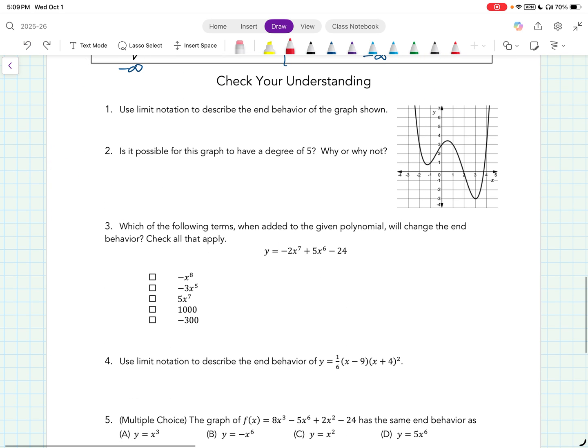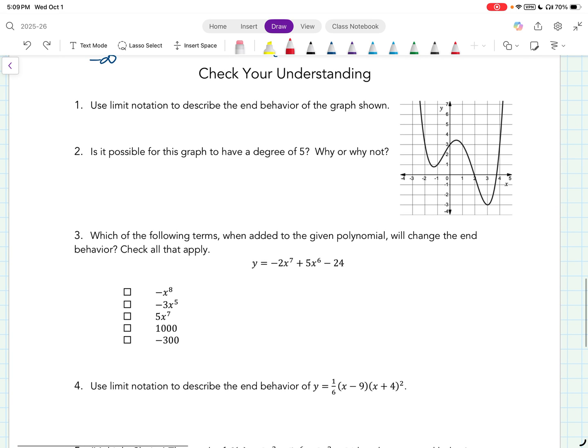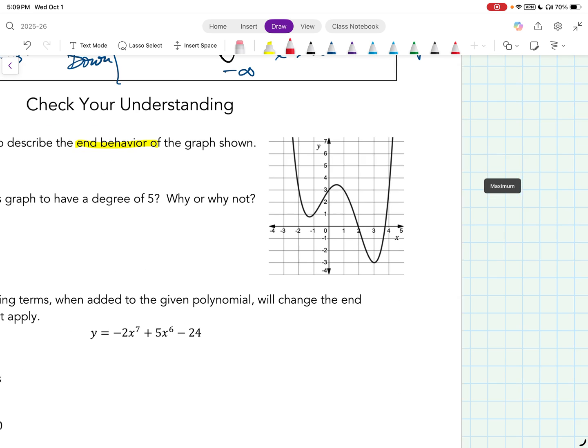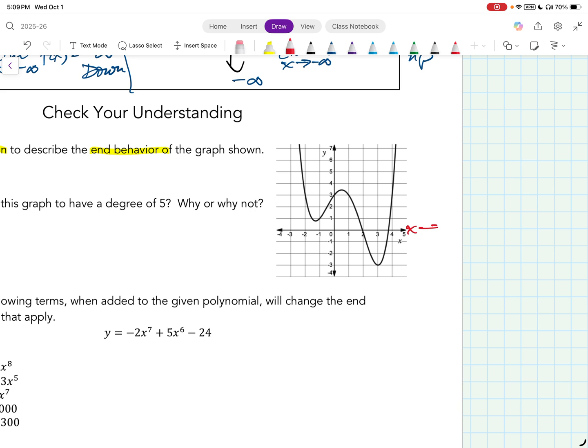And we'll do a couple more just for fun here. Check for understanding. What I would do at this point is pause the video, go through this, and then press play when you're ready and check your work. Now it says use limit notation to describe the end behavior. First of all, let's look at the graph. As x gets bigger to the right, notice the function goes up.